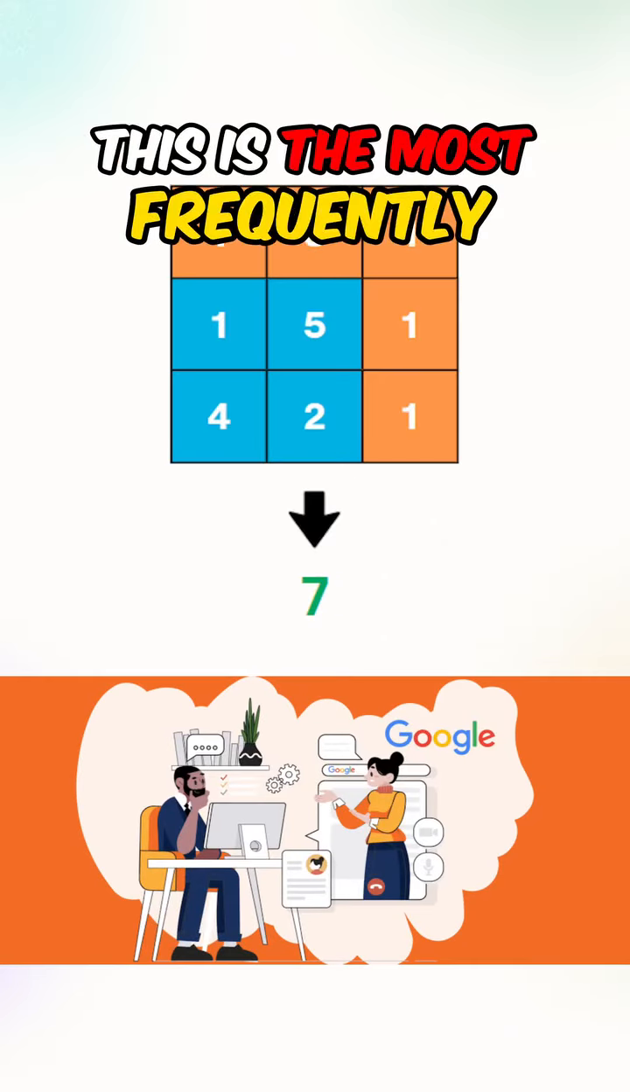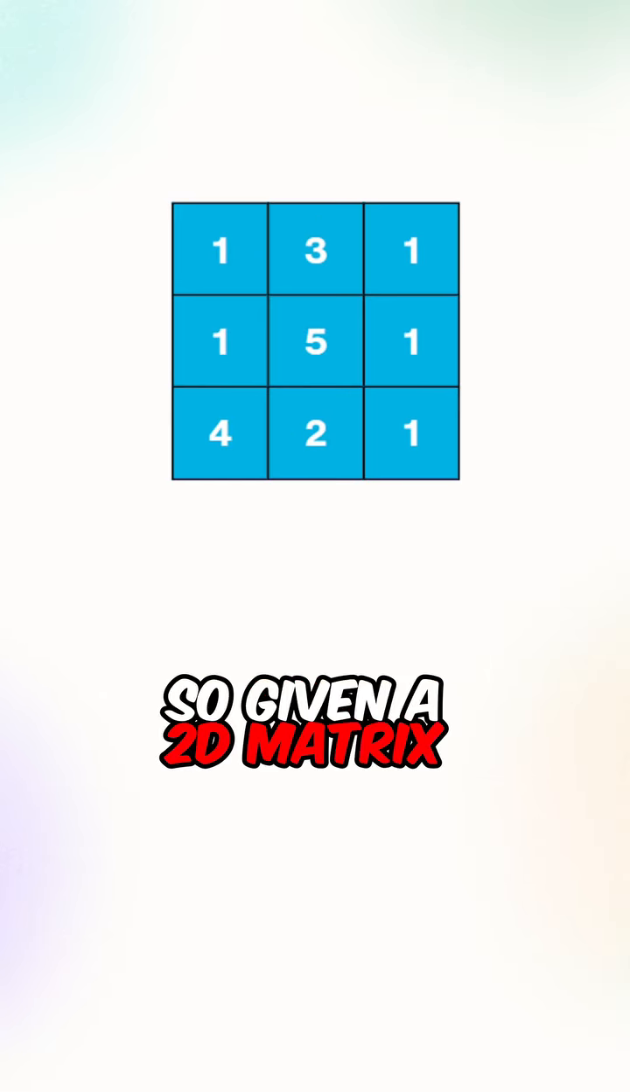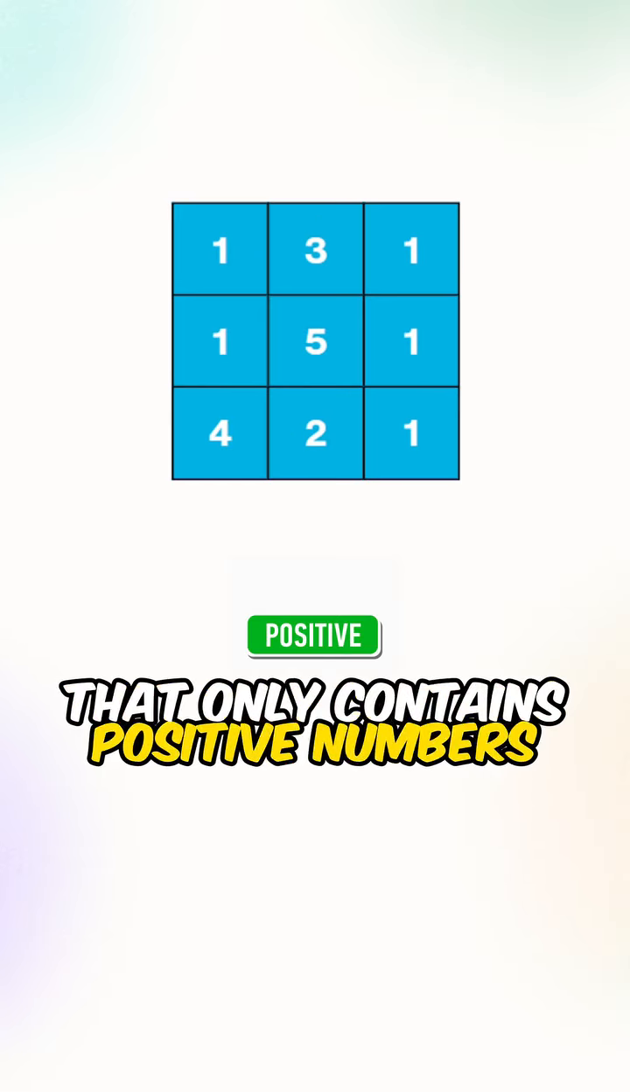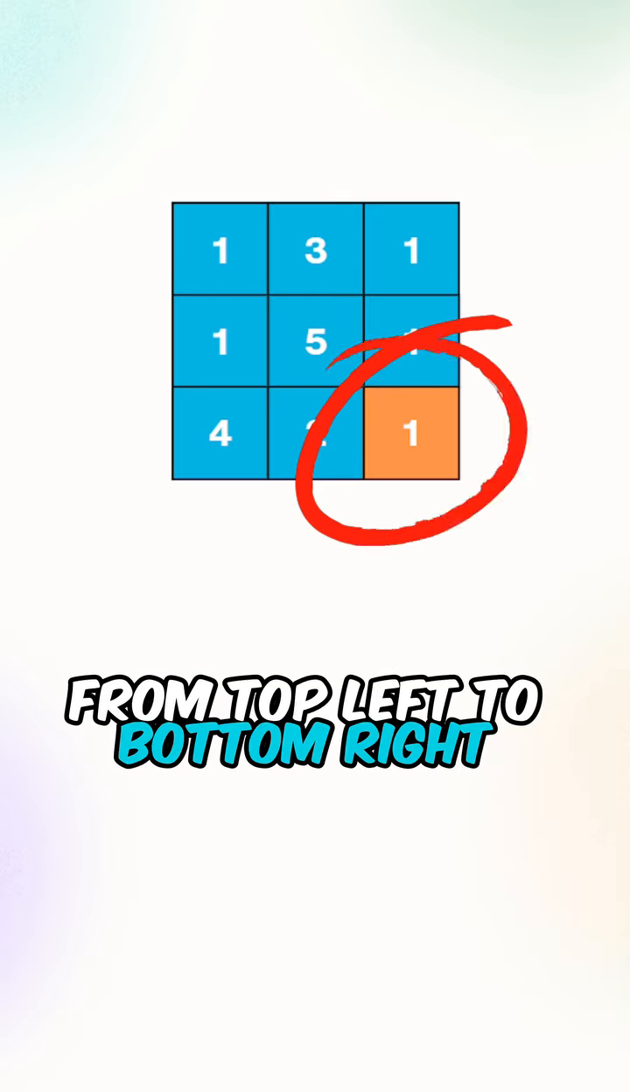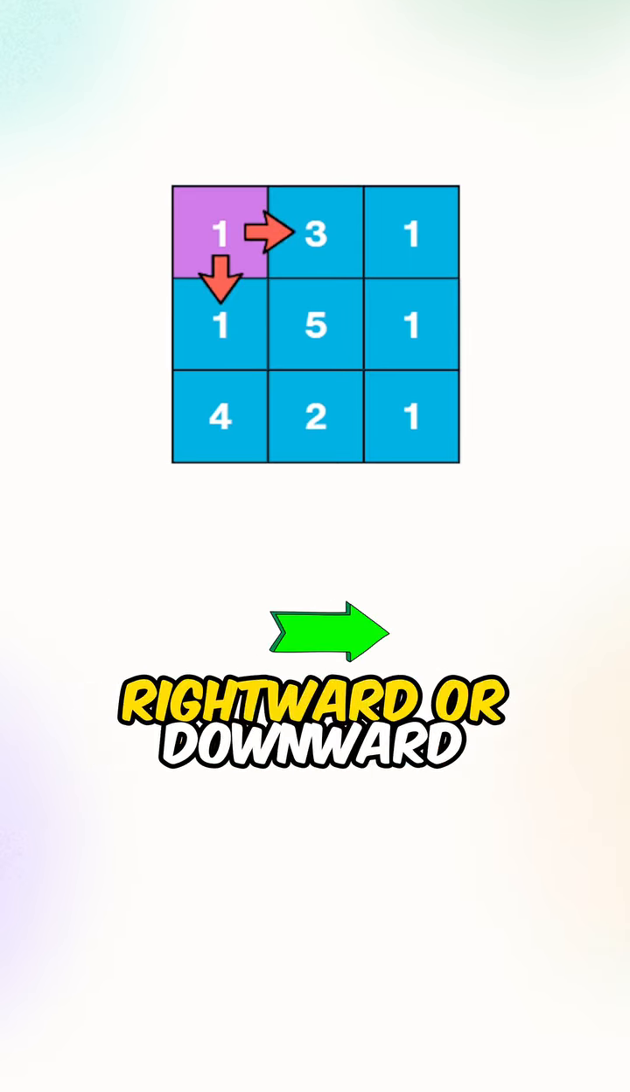This is the most frequently asked dynamic programming question in Google interviews. So given a 2D matrix that only contains positive numbers, we want to find a path from top left to bottom right that contains the smallest sum. Now at each of the cells, we are only allowed to move rightward or downward.